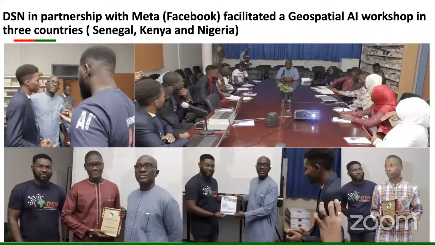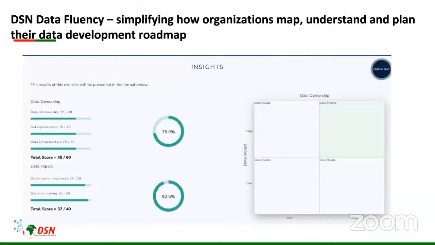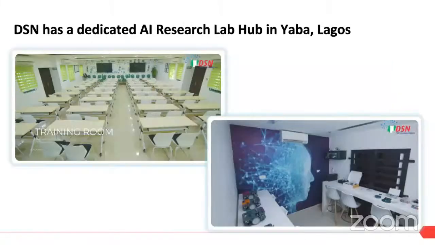And this is another partnership engagement, which ran in three different countries: Senegal, Kenya, and Nigeria. It's work we did on geospatial AI. And like I told you, we have products that we built. We have Spot On for geospatial, we have Marco Tutor for EduTech, and we have Right Prescribed for healthcare. And this is also another product that we built called Data Fluency. It helps you to understand how your data is being managed.